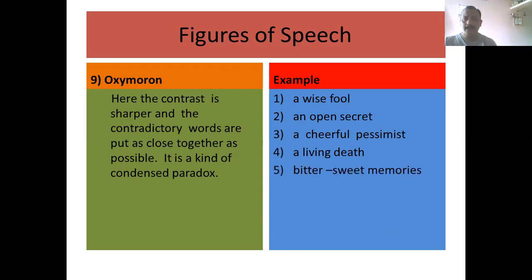Then the next figure of speech: bitter sweet memories. Here, bitter and sweet memories. If they are bitter, how can they be sweet? And if sweet, how can they be bitter? But here bitter and sweet are used together. The opposite words are used there. At that time, it is called oxymoron. So this is where contradictory words are put as close together as possible, and it is a kind of condensed paradox.